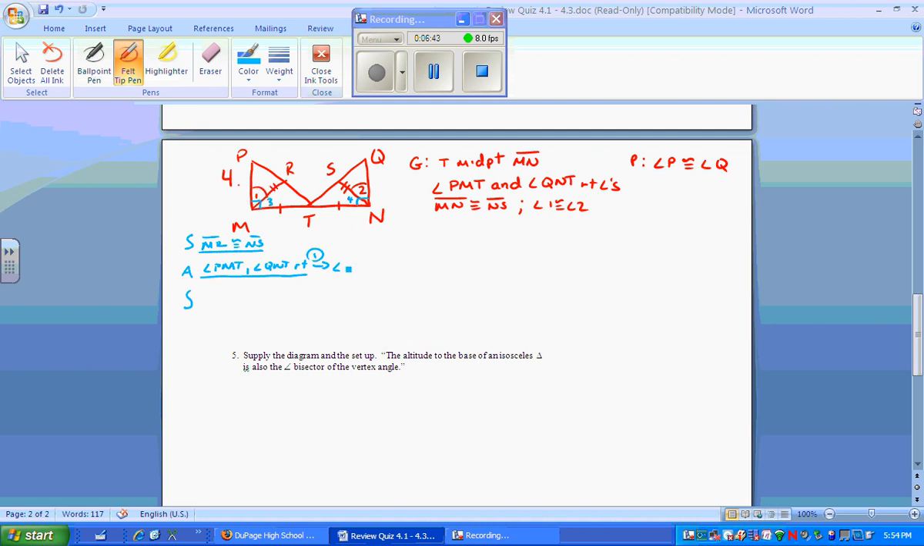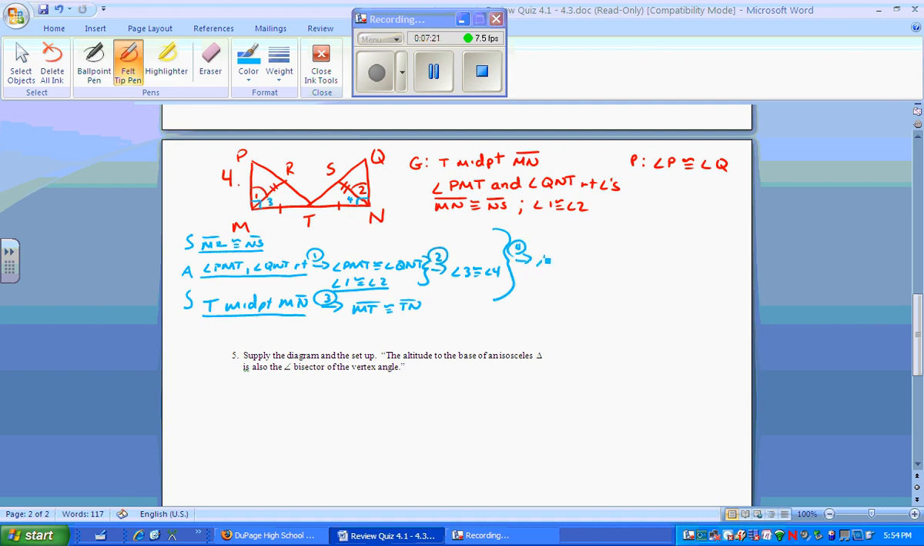Arrow out, giving you angle PMT congruent to angle QNT because of all right angles congruent. But underneath it, angle 1 is congruent to angle 2, giving us reason 2, angle 3 congruent to angle 4 because of subtraction. The last one was T is the midpoint of MN, causing us reason 3, MT congruent to TN.